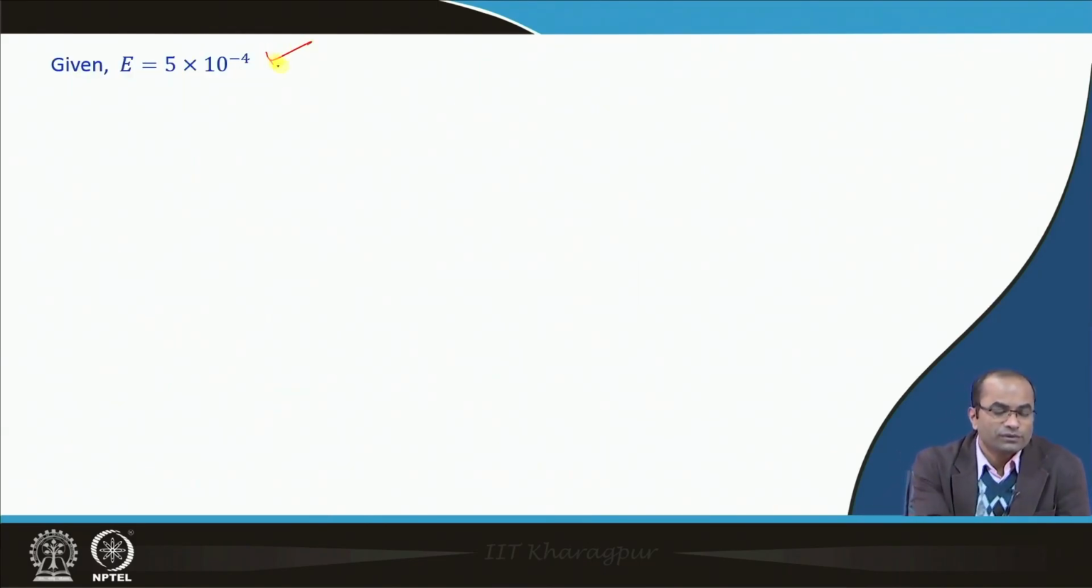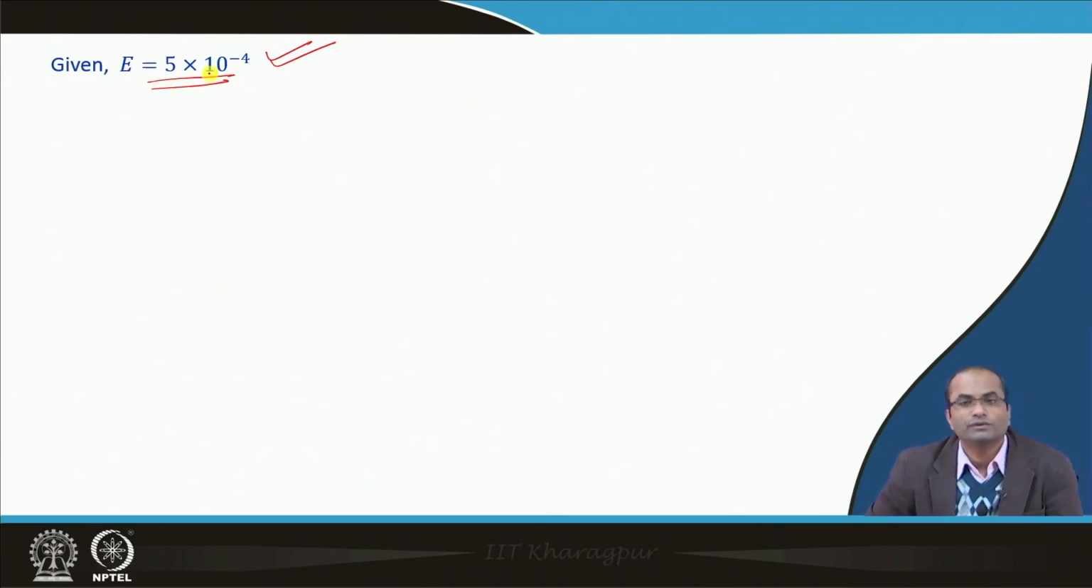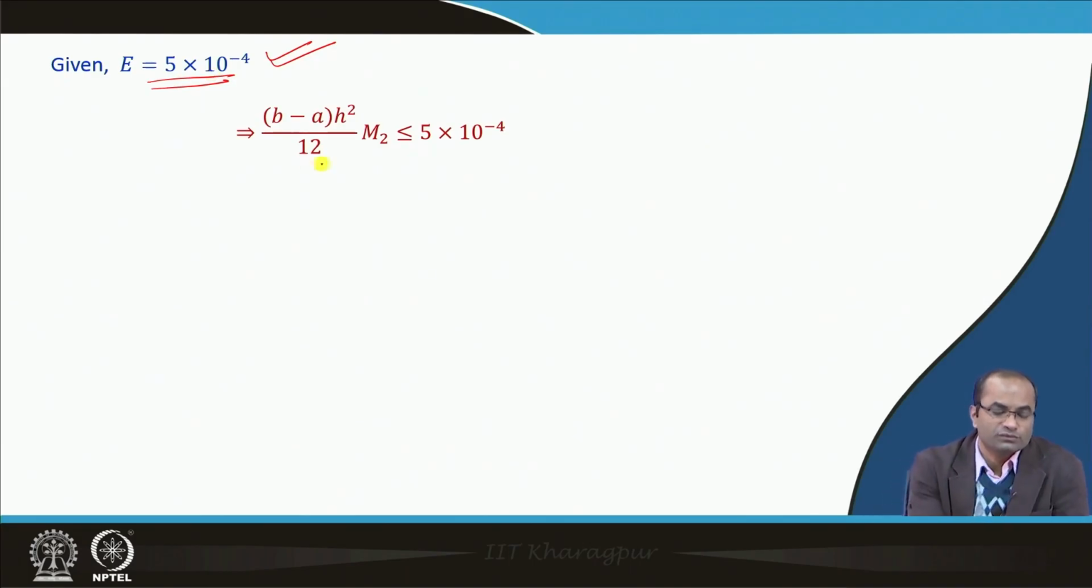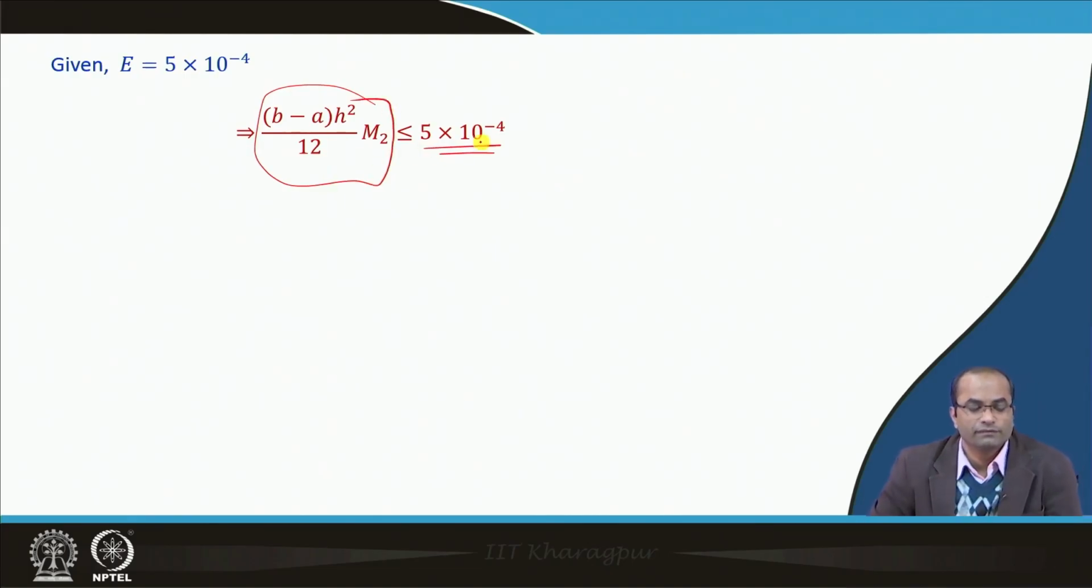Now, the last part of the question was that given this error, we want an error less than this number. So, how many subintervals should we have to get this error, or an error less than this one? That means we want this error bound, where M2 is the maximum of f double prime, to be less than the given error 5 into 10 raised to the minus 4, and we want to get n, how many subintervals do we need.